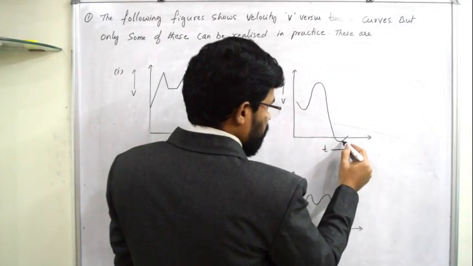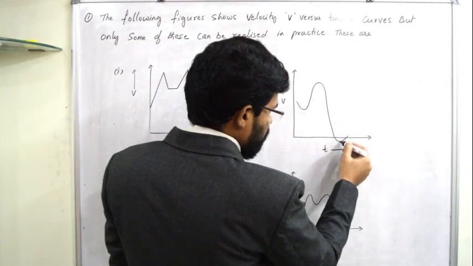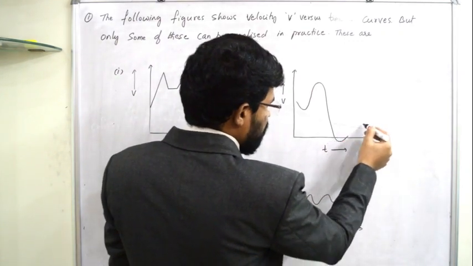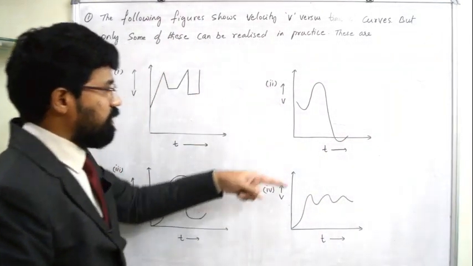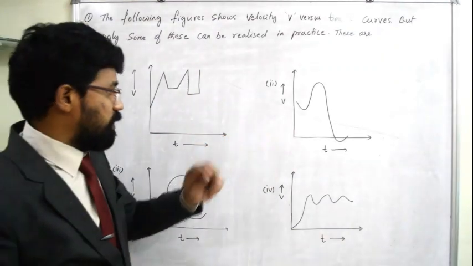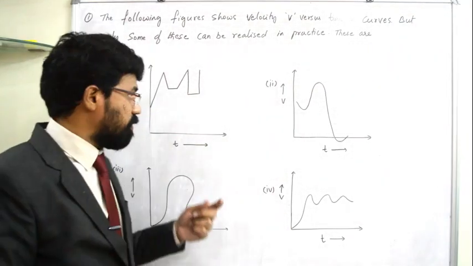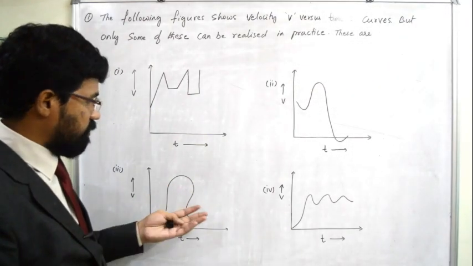So again, when the velocity is negative, it is also increasing, and again it is decreasing, and again velocity has become positive. So this kind of situation is practically possible. Okay, so this graph is possible. So let us analyze these two curves also. Might be, 1 or 2 curves or 3 curves might be possible.